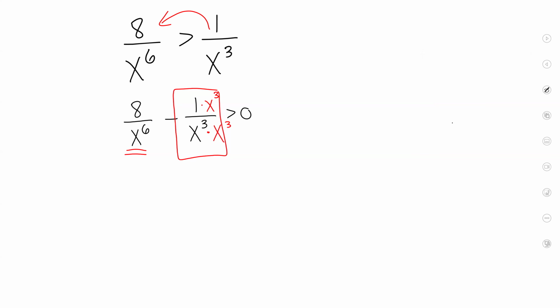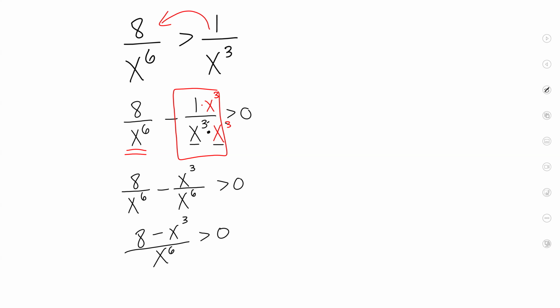So, remember, when you're multiplying with the same base, you add the exponents. So this will become 8 over x to the power of 6 minus x to the power of 3, x to the power of 6, greater than 0. Now that my denominators are the same, we can combine this into a single fraction. This will be 8 minus x cubed over x to the power of 6 is greater than 0. From here, we can evaluate it.